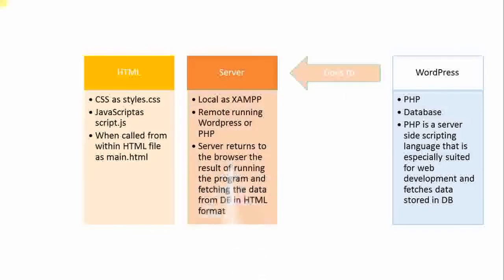It's either locally on your machine as XAMPP local server, or remote servers if you are running an online web page which is running WordPress or PHP. The server returns to the browser the result of running the program and fetching the data from the DB, and this is converted into HTML, so our browser again displays HTML.